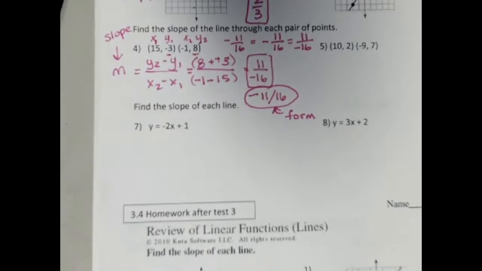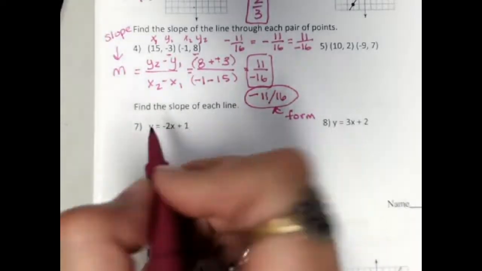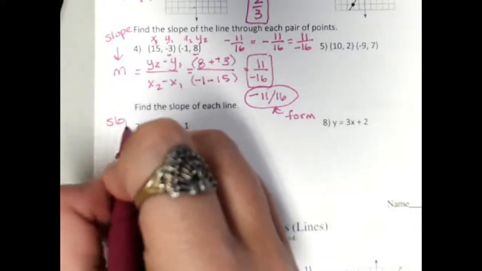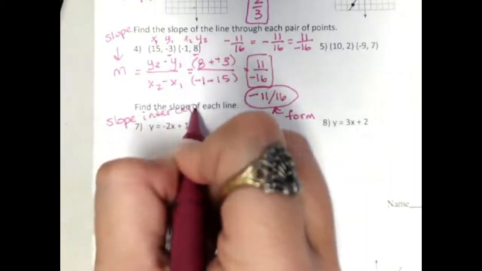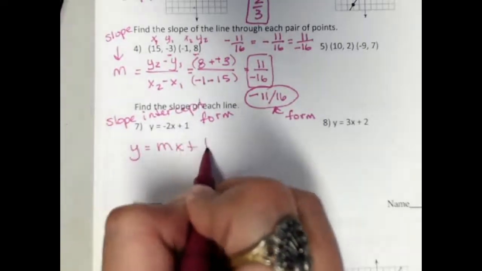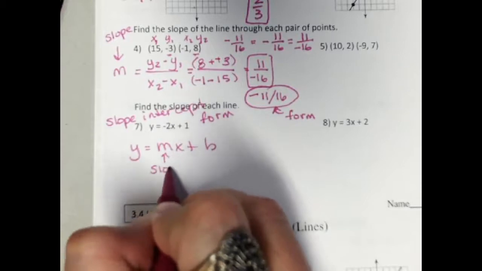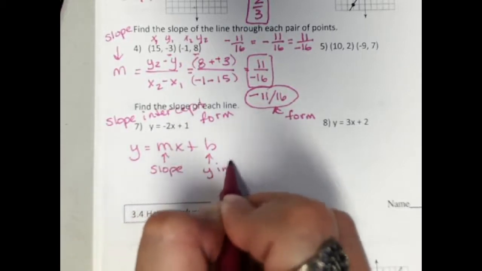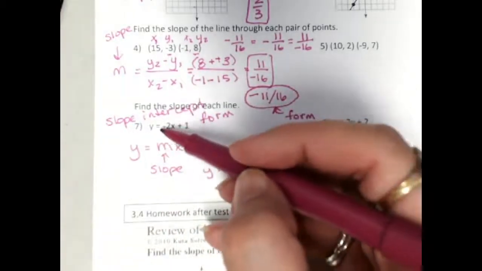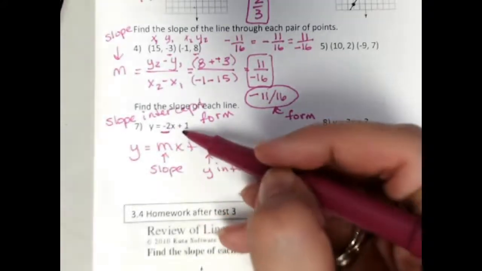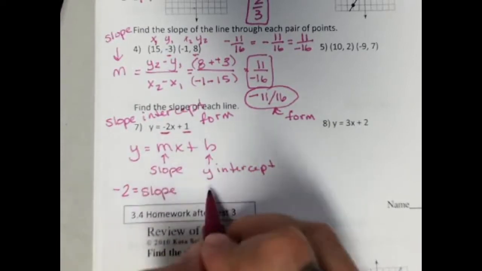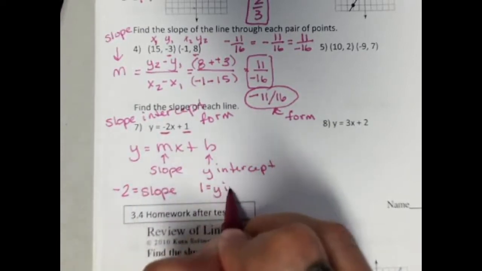Okay. Number 7, now it's a line, and we're going to talk about this line. This is in slope-intercept form. And slope-intercept form is y equals mx plus b, where m is the slope and b is the y-intercept. So in this equation here, negative 2 is the slope, and 1 is the y-intercept.